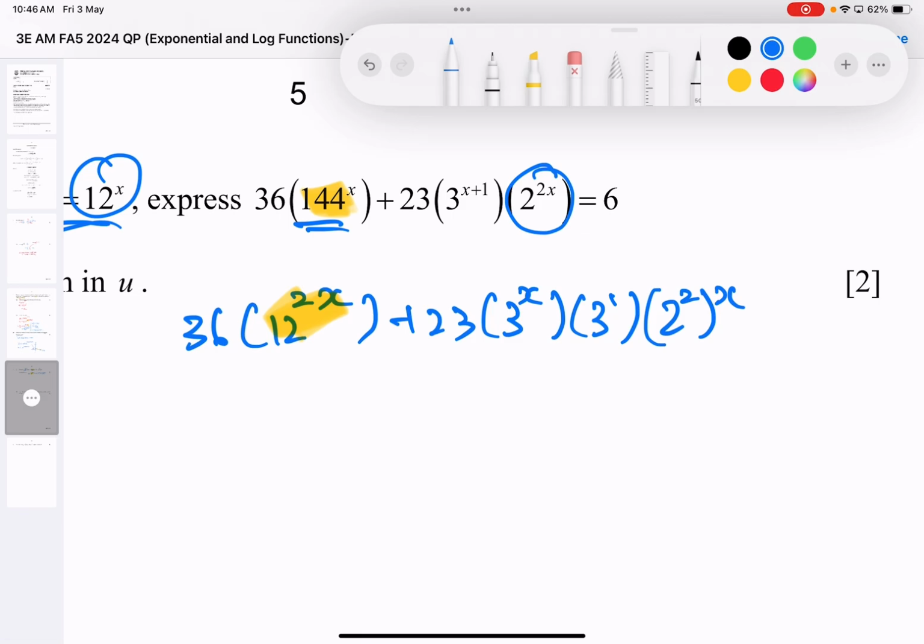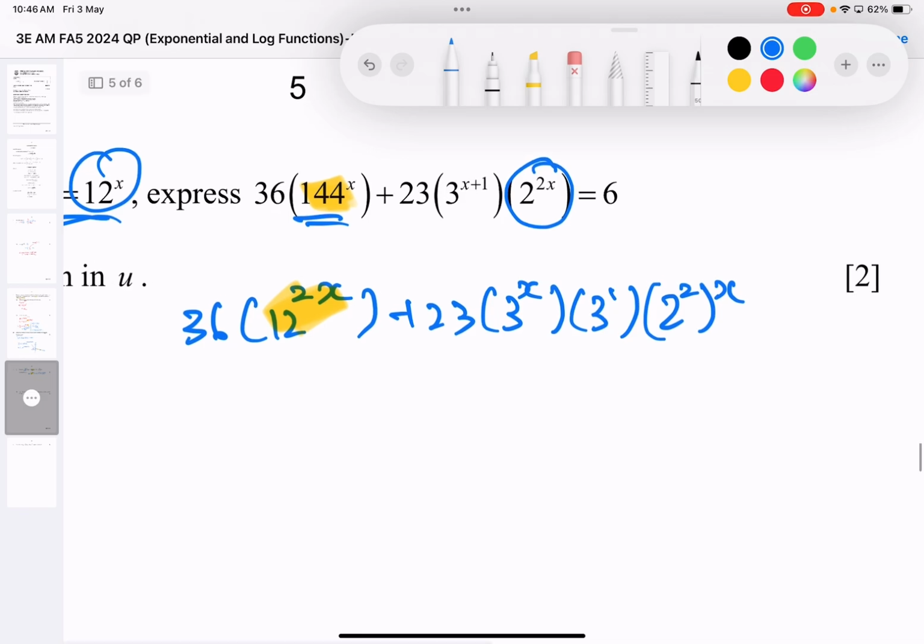The only way that I can force the base 12 out is that here is 3 to the power of x. I can make this 4 to the power of x. Same powers, I can combine the base. So that is my strategy. These are things that you need to think about in your exam.